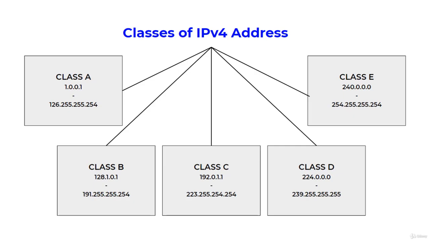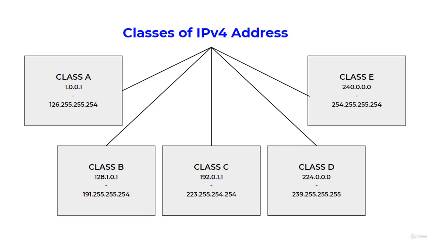So, why are classes of IP address important? The 32-bit IP address is divided into 5 classes, as you can see on the screen. These are class A, class B, class C, class D, and class E. Each of these classes has a valid range of IP addresses. Classes D and E are reserved for multicast and experimental purposes respectively. The order of the bits in the first octet determines the class of an IP address.